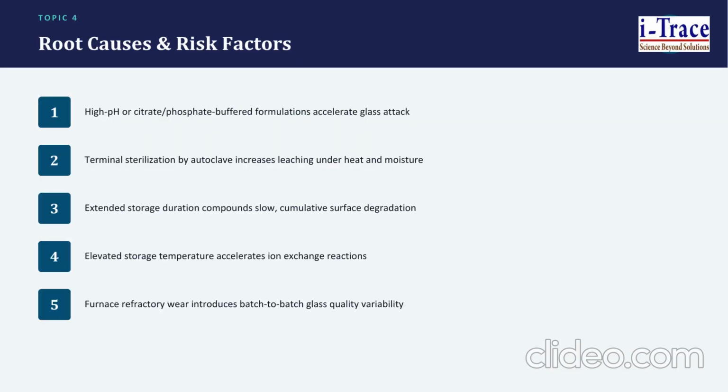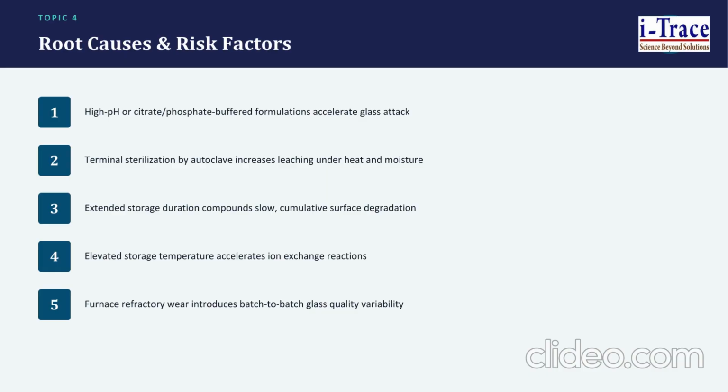So what actually triggers delamination in the real world? 5 factors show up again and again. High pH or citrate and phosphate buffered formulations are aggressive toward glass and accelerate attack on the surface. Terminal sterilization by autoclave, heat plus moisture, significantly increases leaching. Extended storage duration compounds what is otherwise a slow degradation process into something that becomes visible over a 2 or 3 year shelf life. Elevated storage temperature accelerates the underlying ion exchange reaction.